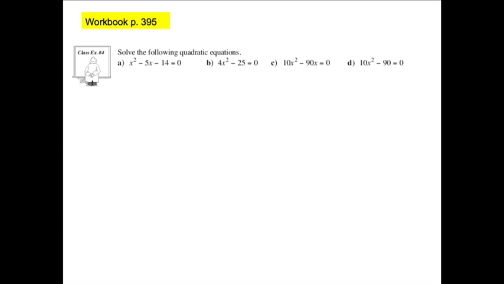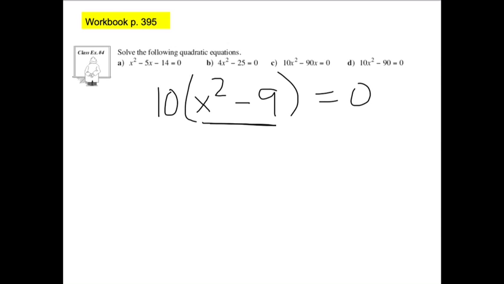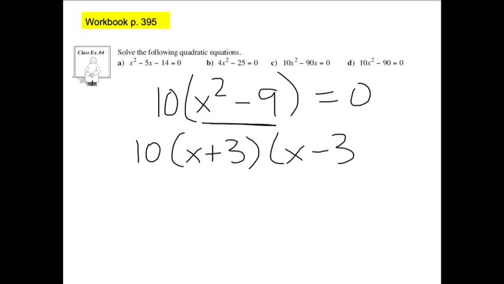Last but not least, we have 10x squared minus 90. This time around we can't take the x out, but you certainly can take a 10 out, which will leave you x squared minus 9 is equal to 0. This one right here, if you notice, is a difference of squares. So that's going to be x plus 3 and x minus 3 is equal to 0. This 10 doesn't really have a bearing on this. The key here are these two brackets.